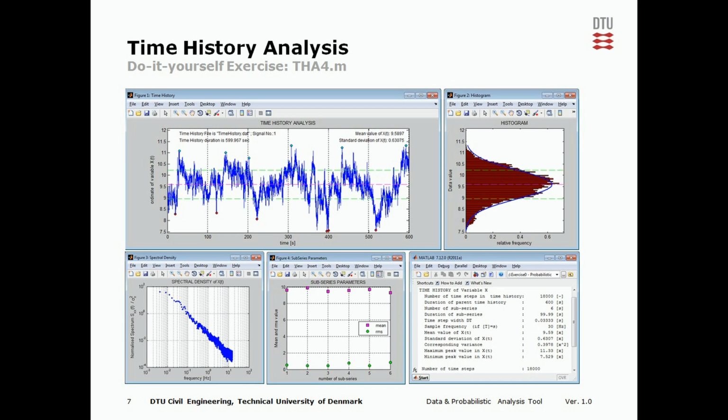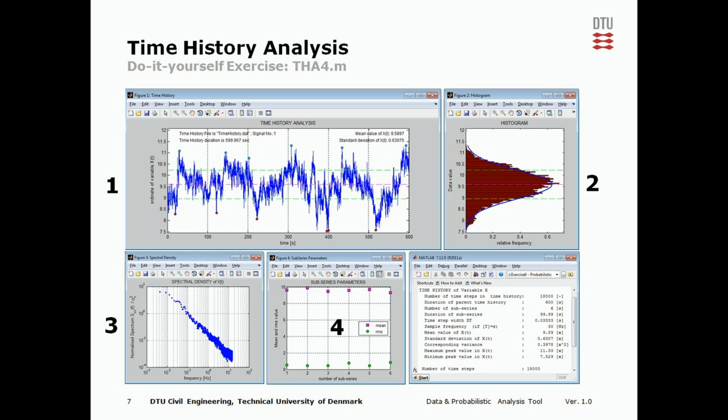If we now run the time history analysis script, this is the output on the screen. First of all, we have a window where we can look at the development of the time history. Secondly, we have a window which shows us the density of the data points, so in which fashion the individual recorded points are arranged around the mean value. Third, we have a window which reflects the spectral density, the energy spectrum in our time history.